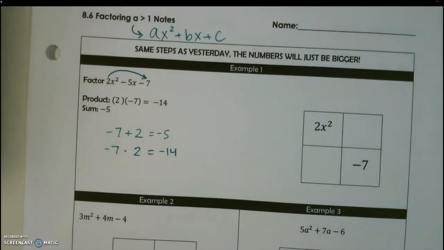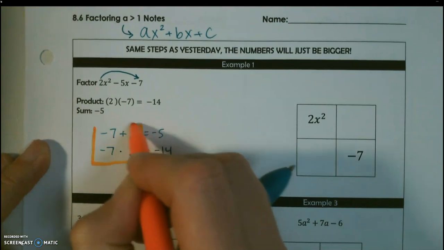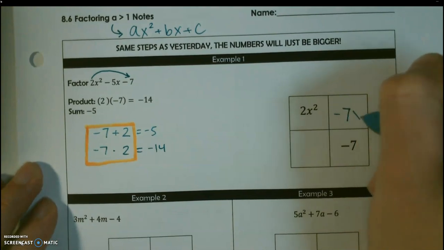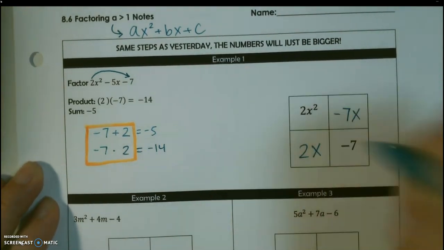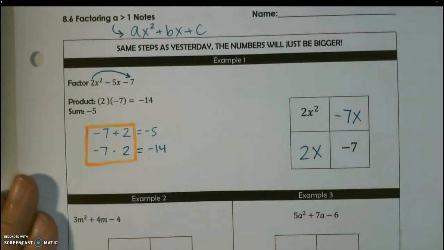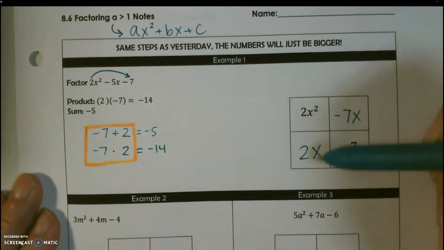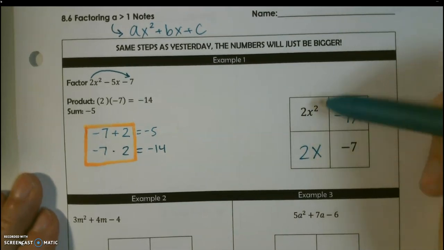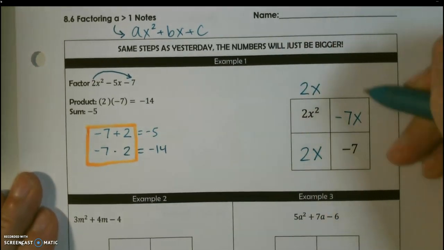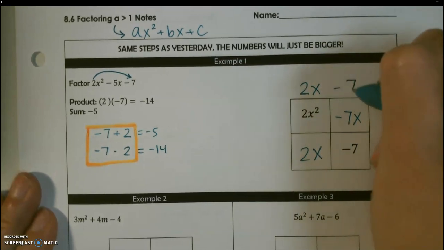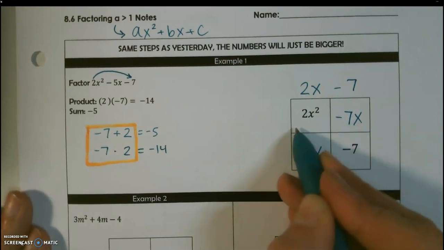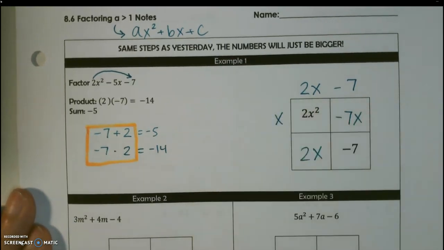Oops, let me grab my highlighter. What we're going to do is take those magic numbers and put them inside of our box. So we have -7x and +2x. It doesn't matter which box you put them in. Now that we have them in here, we're going to find the GCF of this column. So what can I divide out of both of these boxes? I could divide out a 2 and an x. What could I divide out of both of these boxes? I could divide out a -7. What can I divide out of both of this row? I could take out just an x.